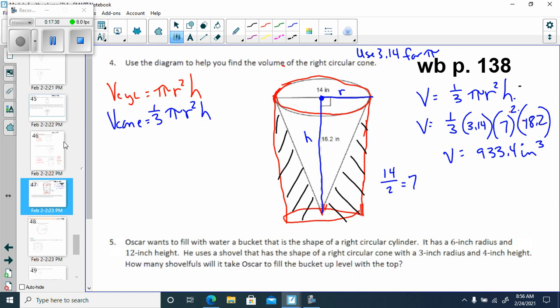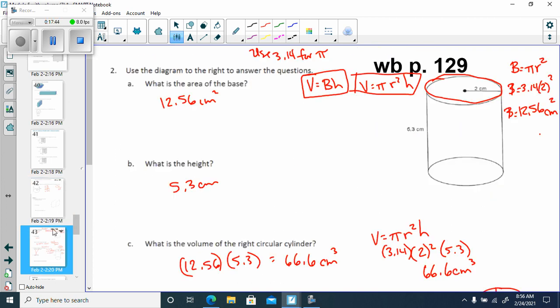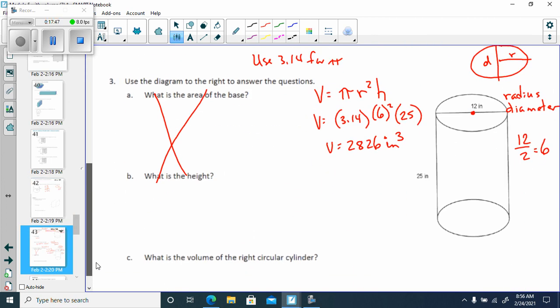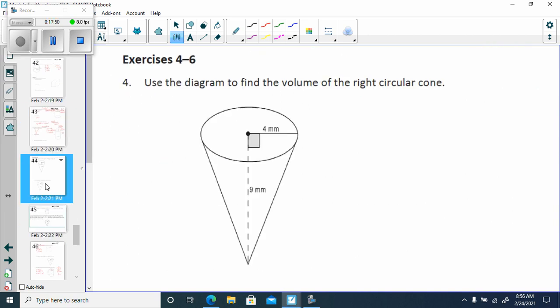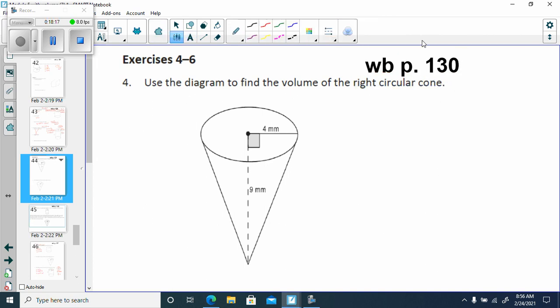Okay, let's go back and do a few others of our cones that we missed as we were going through this because we were doing cylinders. Let's go to this one. This is on page 130 of your workbook. I had all these numbers on here, and then I lost that file. Long story.